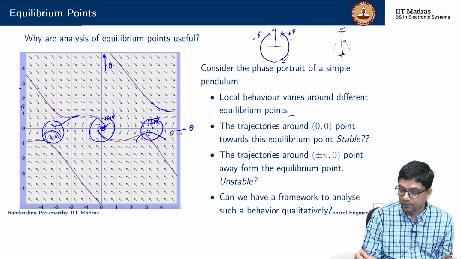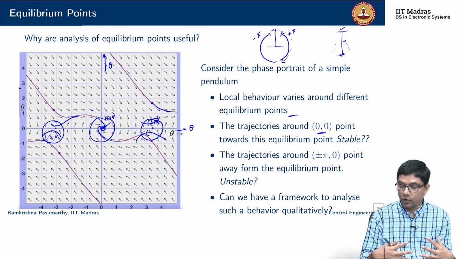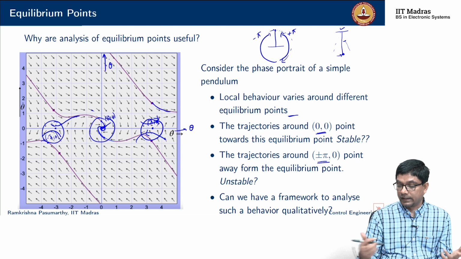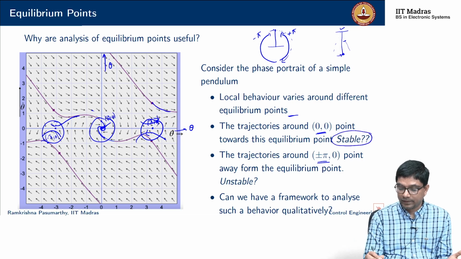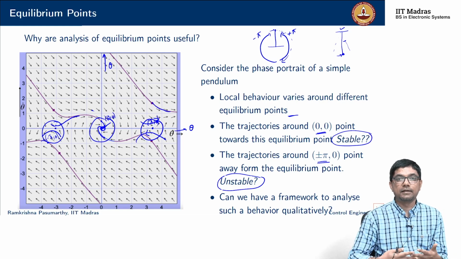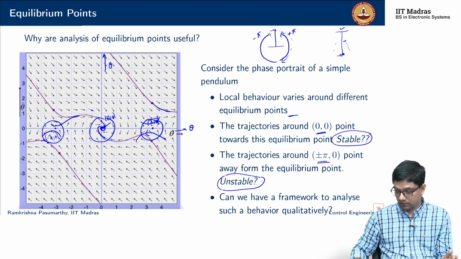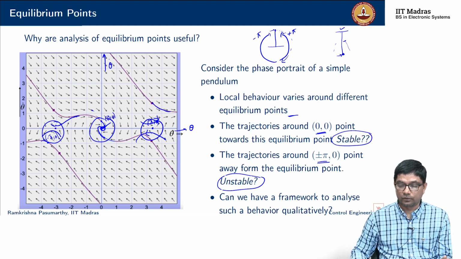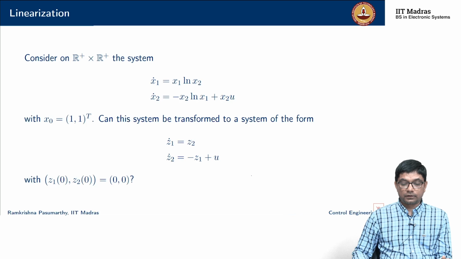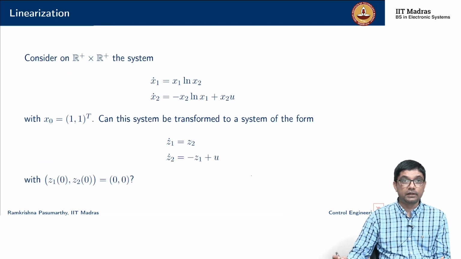So local behavior varies around the equilibrium points. Trajectories around 0, 0 point towards the equilibrium point. Trajectories around plus minus pi 0 point away from the equilibrium point. Can I therefore relate this to a stable behavior and an unstable behavior? And therefore, can we have a framework to analyze such behavior qualitatively? I mean, I may not be able to draw plots all the time and check what is going on. Okay, now a question that we could ask is, well, why are systems non-linear?